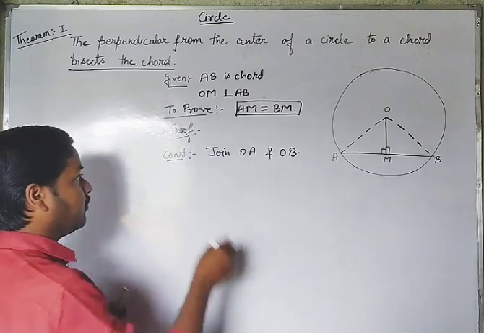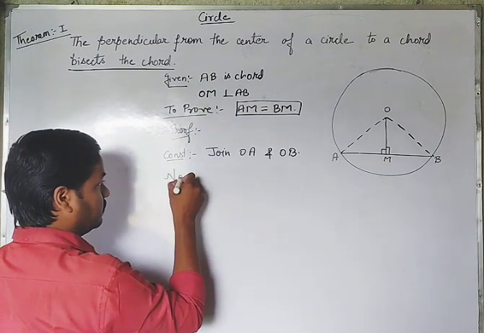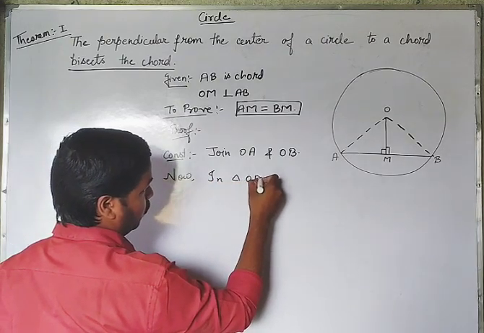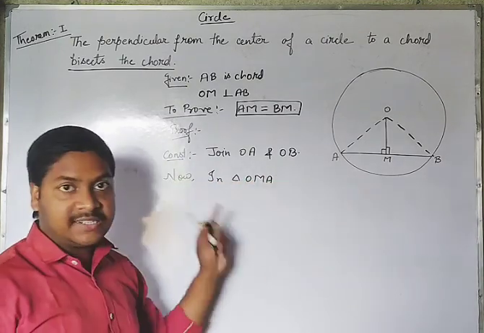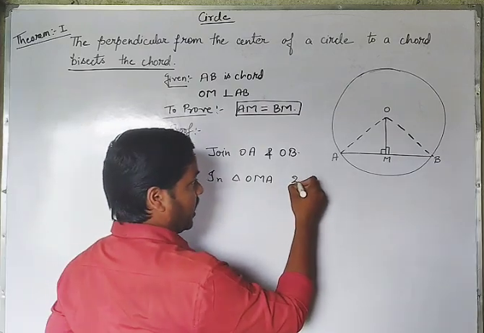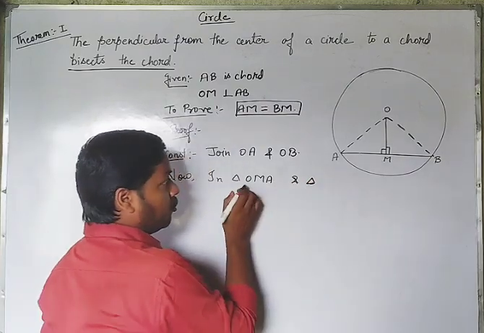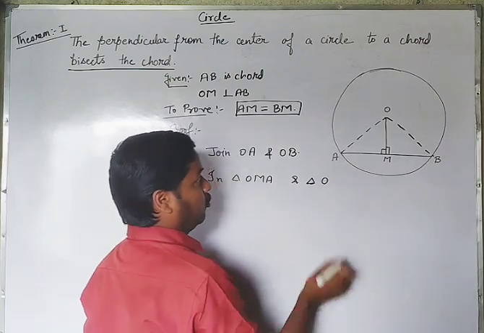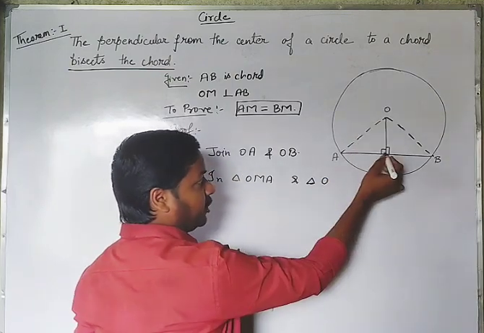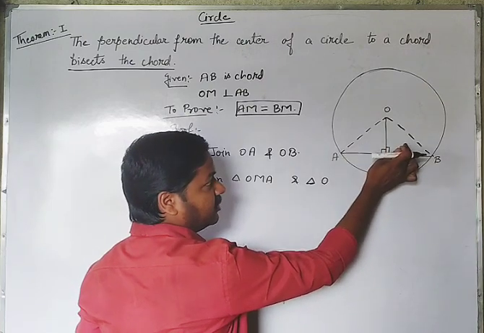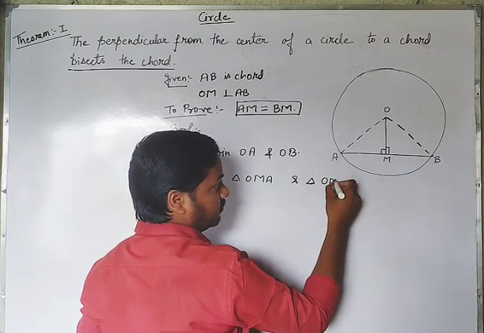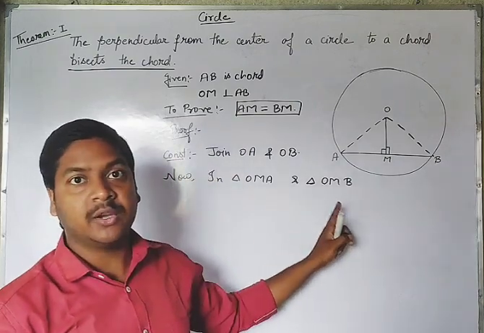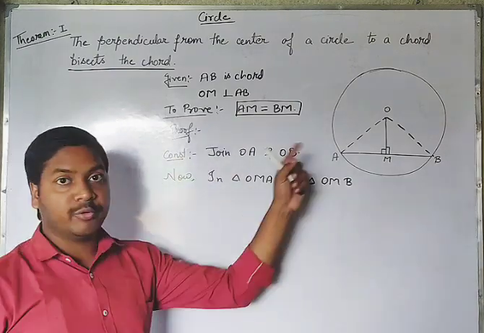Now in triangle OMA, I will write it serial wise, starting from O. The other triangle also starts from O. M is the perpendicular in this triangle, and in this triangle also M is the perpendicular. The last one is B. So, triangle OMA and triangle OMB. Now we will prove both triangles congruent.